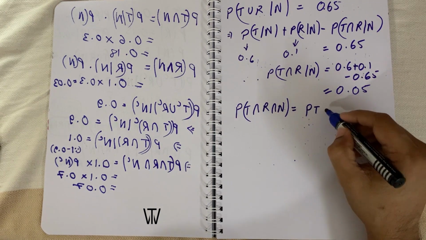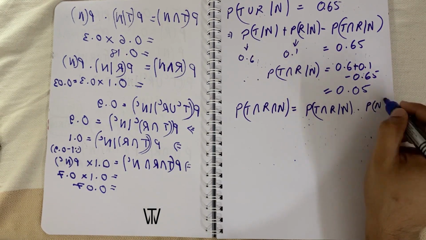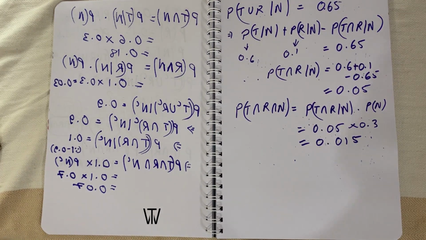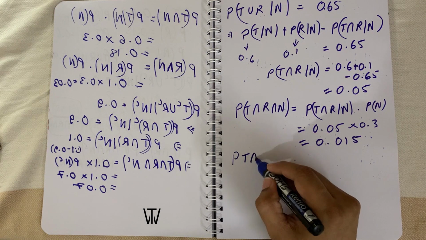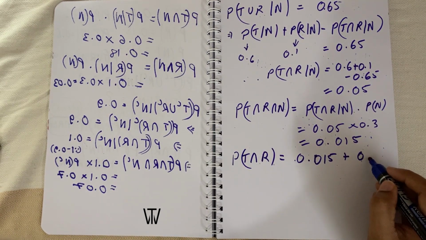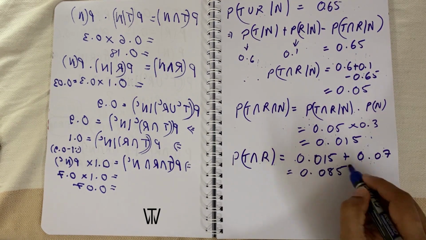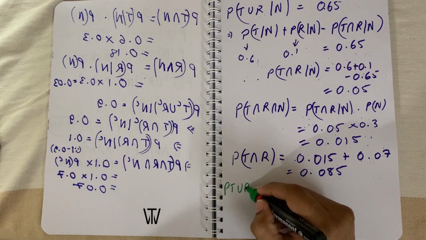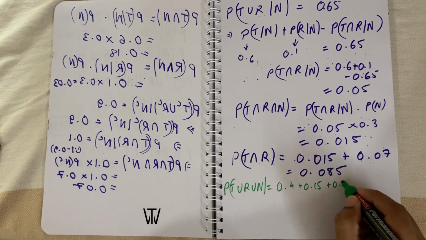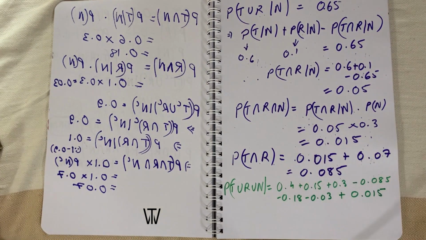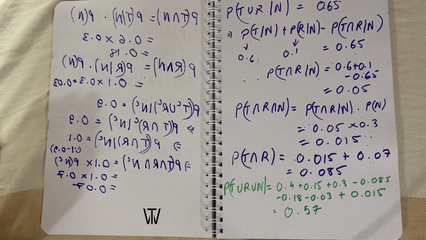Therefore, P of T intersection R intersection N equals P of T intersection R given N into P of N, that's 0.05 into 0.3, that equals 0.015. So P of T intersection R is 0.015 plus 0.07 because of the formula we saw earlier. So this is equal to 0.085. We can plug in all of these numbers into the P of T union R union N formula, and if you do the computation you get 0.57.